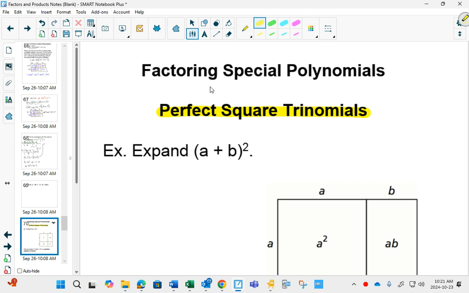Funny name, perfect square trinomials. Because if something's a square, have you ever seen an unperfect square? Like, is an unperfect square like a rectangle? Then you call it a rectangle. If it's a square, it's a square. But they call these perfect squares, because not only does it make a square, it really makes a square.